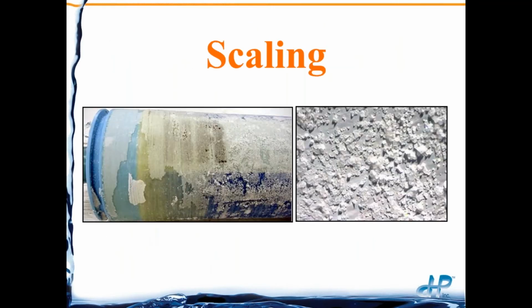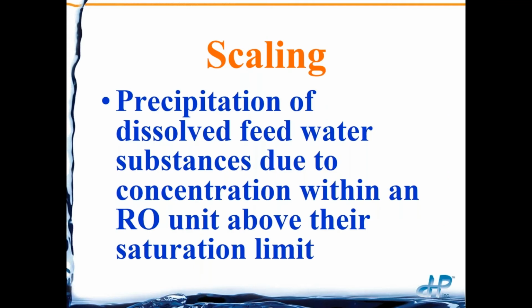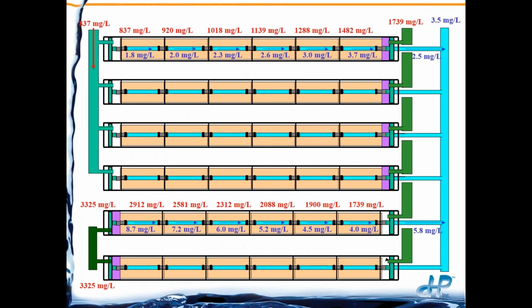First off with scaling. Scaling is our mostly double charged ions coming together above saturation and laying out on the membrane. On our left-hand side, we had so much scale on this one that it even laid out on our fiberglass outer wrap. The one on the right-hand side, of course, we have calcium sulphate laid out on the membrane. So this is, of course, our definition of scaling: the precipitation of dissolved feed water substances due to concentration within an RO unit above that 100% saturation limit.